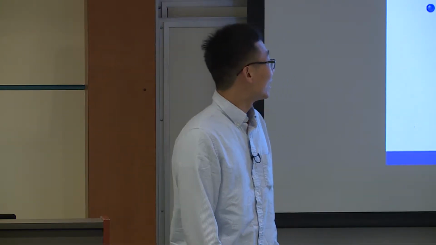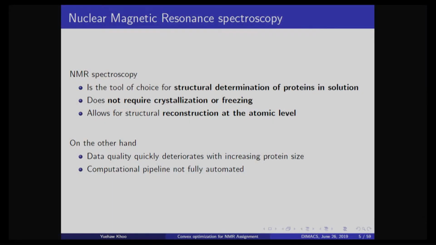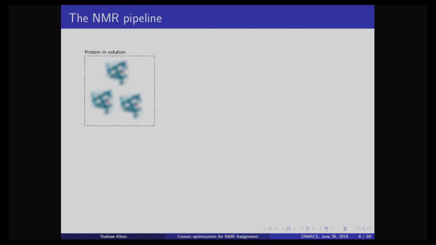However, on the other hand, the data quality quickly deteriorates with increasing protein size. When the protein size is larger, you start having a lot of missing measurements, making your problem ill-posed. And the computational pipeline is not fully automated at this point. All right, let me first talk about the computational pipeline so that you know where the assignment problem arises.